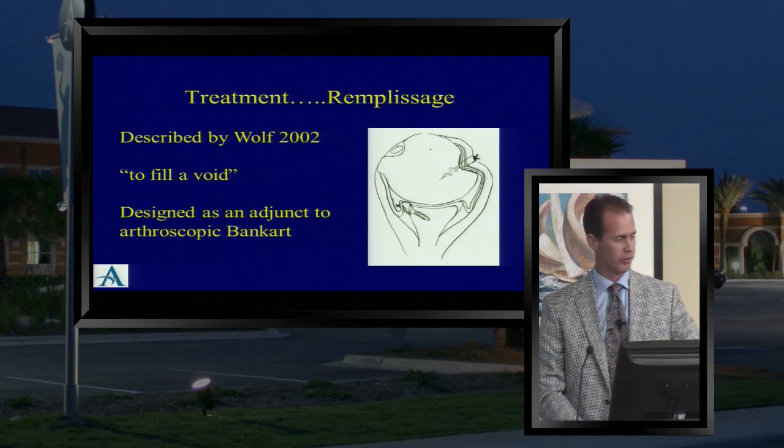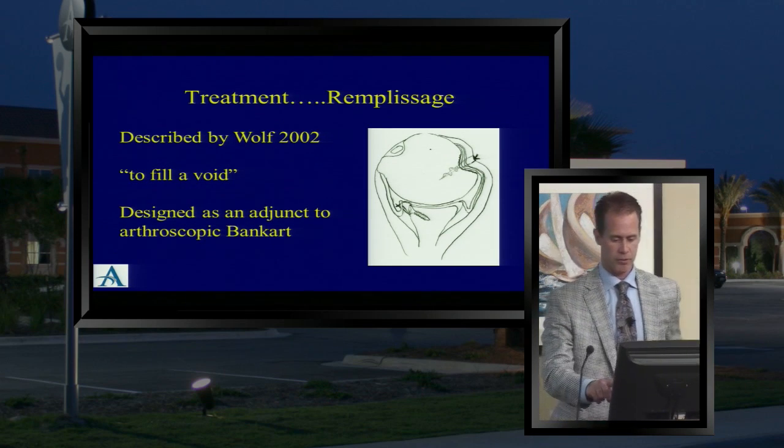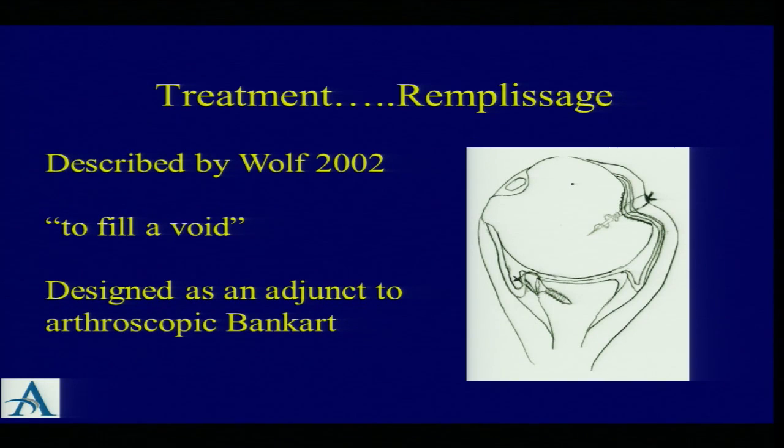And all you simply do arthroscopically is drop an anchor directly into the defect to fill the void. Functionally, what you're doing is decreasing external rotation by moving the edge of the rotator cuff medially, all the way to the edge of the defect.